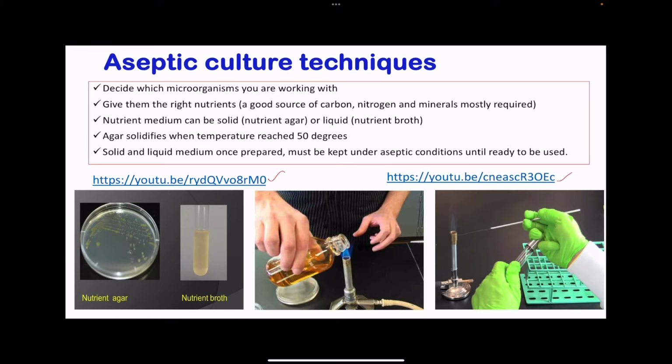In culturing bacteria, you have to decide on the microorganism that you're going to use. You have to determine the right nutrients, like a carbon source, a source of nitrogen, as well as mineral requirements within the medium. And during the culture, are you going to use a solid, like nutrient agar, or is it going to be liquid, like in nutrient broth? During the culture, as well as the preparation, the media has to be kept under aseptic conditions. These aseptic conditions include flaming, like you can see here, the flaming of the loop, wiping of the space with alcohol, as well as wearing gloves and working with sterilized equipment.